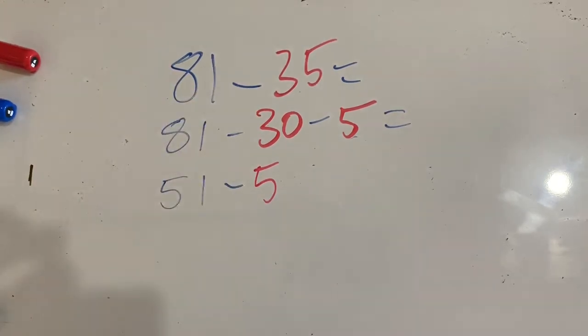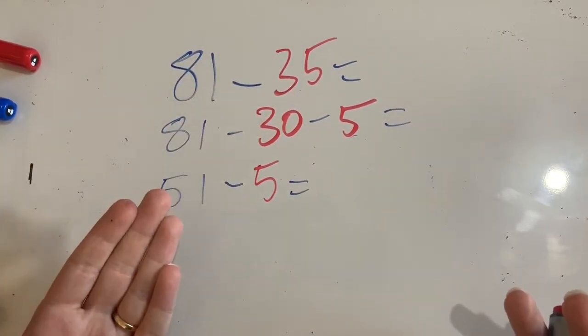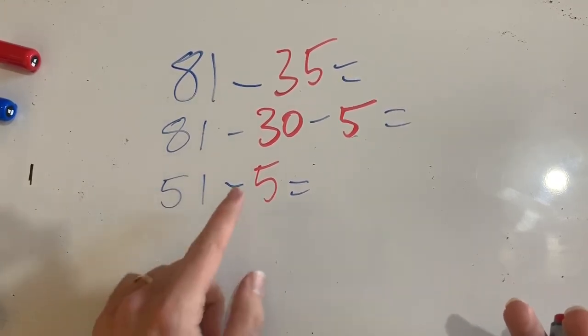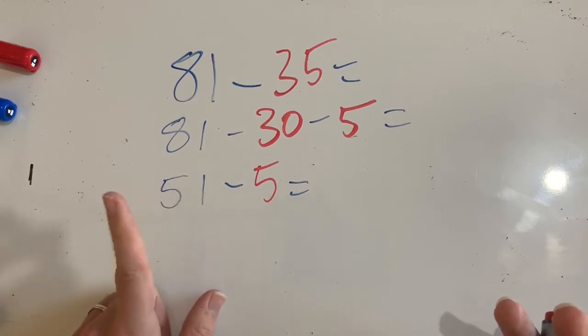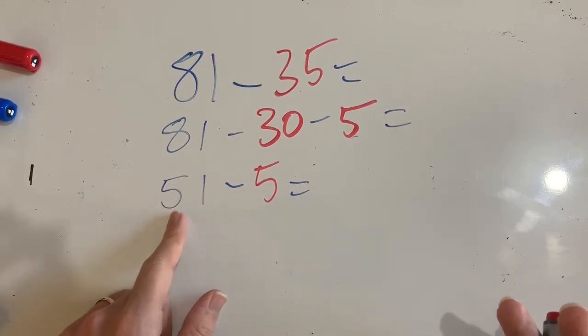Okay, now I could count backwards at this point, but in my head, it's actually easier if I split this up a little bit more. Remember that if we get this number here to a multiple of 10, it's easier to subtract from.